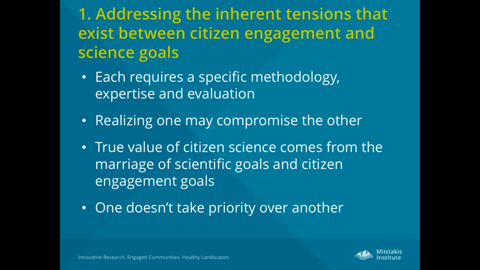And so the first one is that it's important to address that tension that exists between your science and your engagement goals. I think it's really important that you have both science and engagement objectives, but recognizing that each of those requires a very specific methodology, expertise, and evaluation. Realize that one may compromise the other, and that you may need to then reevaluate your science or your engagement outcomes based on that. But the real true value of citizen science really comes with that marriage between those two, and that one doesn't take priority over the other.